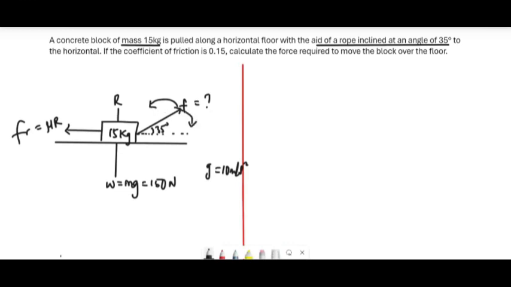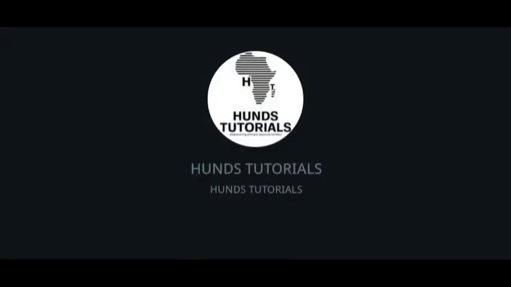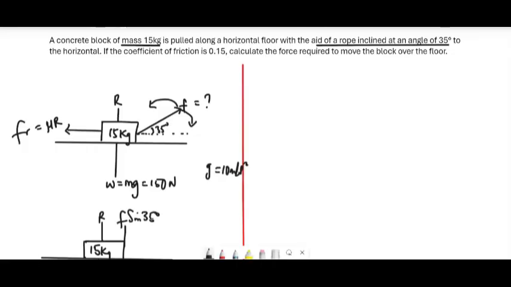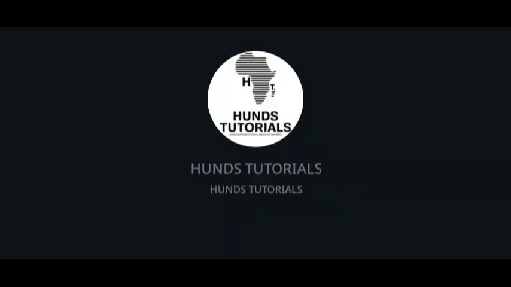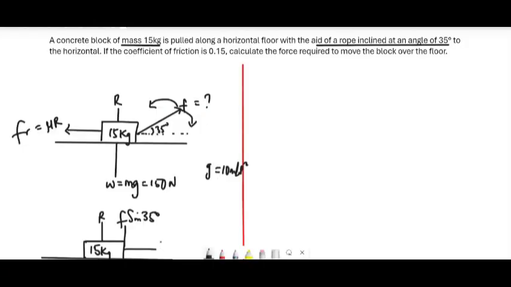So what am I going to do? Let me quickly re-strategize resolving the force. So I have my 15 kg, right? Now down here is my weight, still equal to 150 newtons, right? I have my R remaining here. So me resolving this to the side, I'm going to get F sine 35 degrees. If you don't understand how I am resolving that, check our next video on resolution of forces. So I have to the x-axis, F cos 35 degrees. Does that make sense?